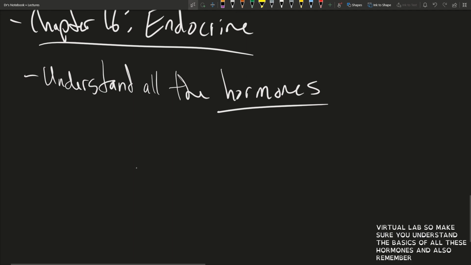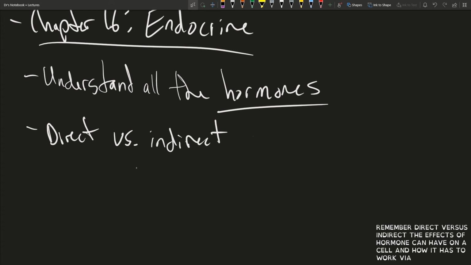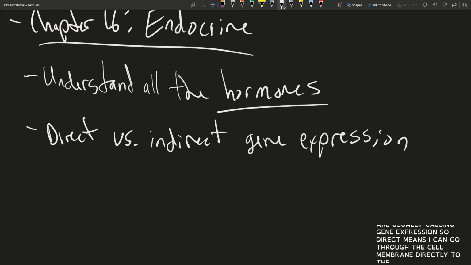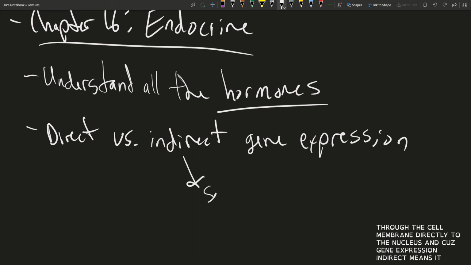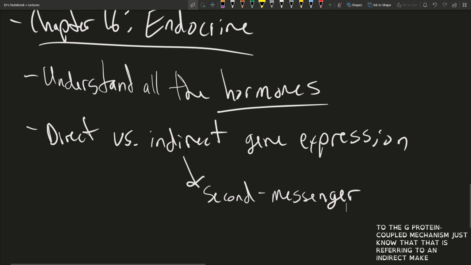And also remember, direct versus indirect. So the effects a hormone can have on a cell and how it has to work via gene expression. Hormones are usually causing gene expression. So direct means it can go through the cell membrane directly to the nucleus and cause gene expression. Indirect means it needs to have a second messenger. So a second messenger system such as cyclic AMP or that G protein coupled mechanism we talked about. You don't have to know the key steps to the G protein coupled mechanism. Just know that that is referring to an indirect mechanism where the hormone can't enter the cell, so it has to send its message and have a second messenger to send it inside.